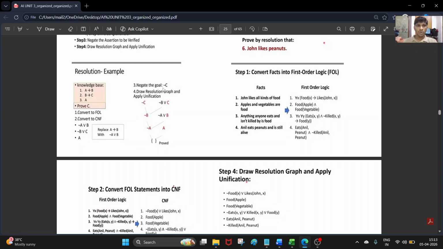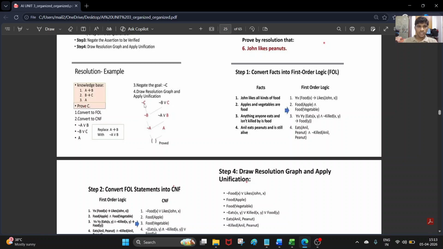Then you have to negate the goal. What is the goal here? C is the goal. You have to prove C. So we have to take it in a negated form, negation of C. Right? Now we have to draw the resolution. First, you have to take the goal, negation of C. You have to check which term matches with it. Without negation, there is the term negation of B or C. So this term we can use.